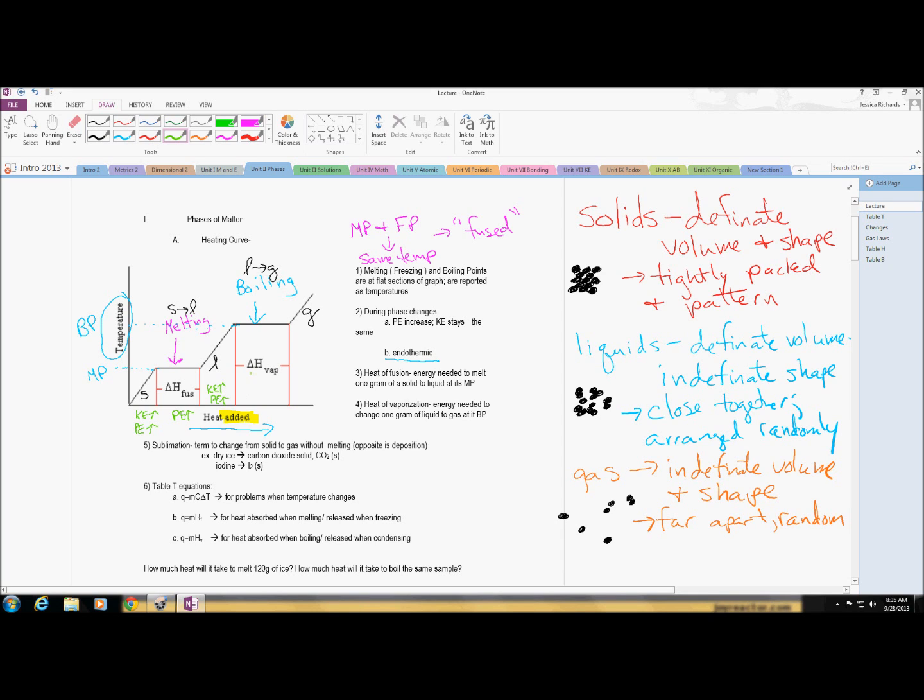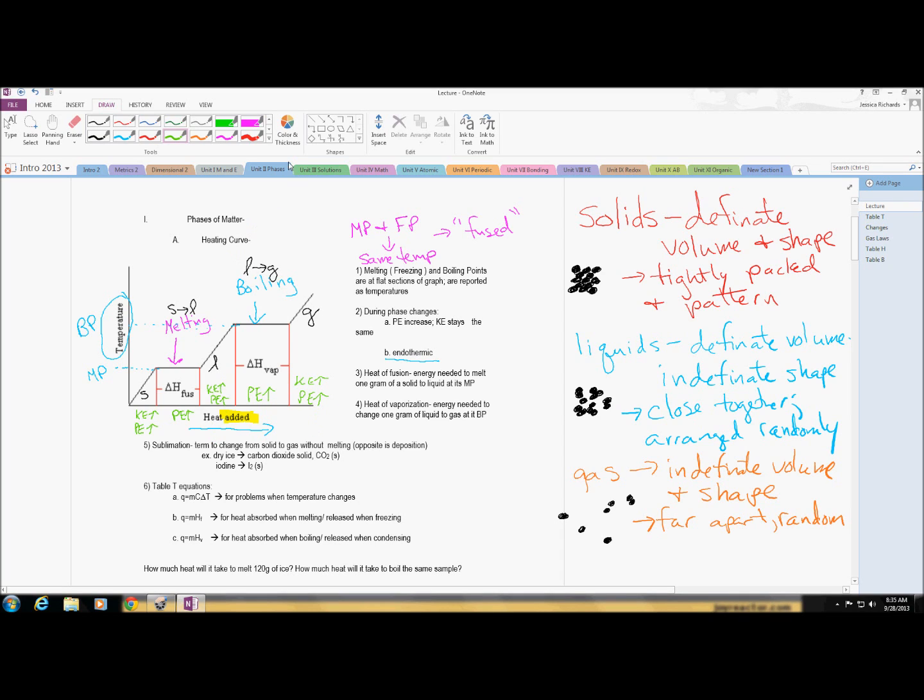At the next phase change, here is our vaporization or boiling phase change. Again, only the potential energy is increasing. The temperature stays the same. And then once we hit a gas, both the kinetic energy and the potential energy both increase.